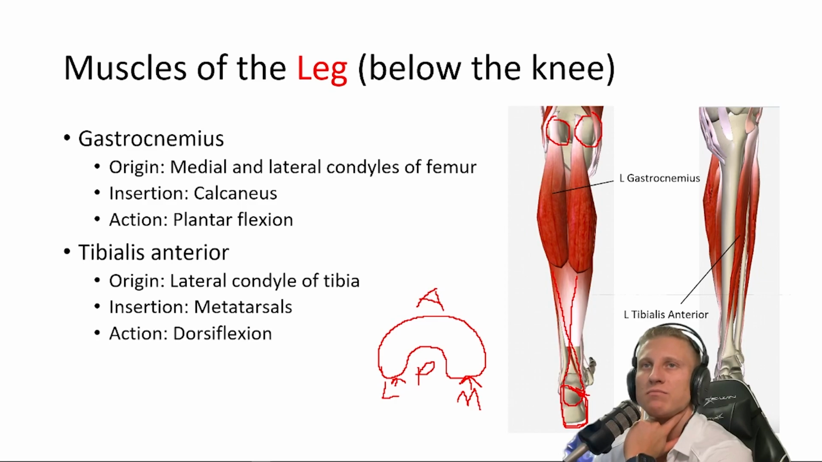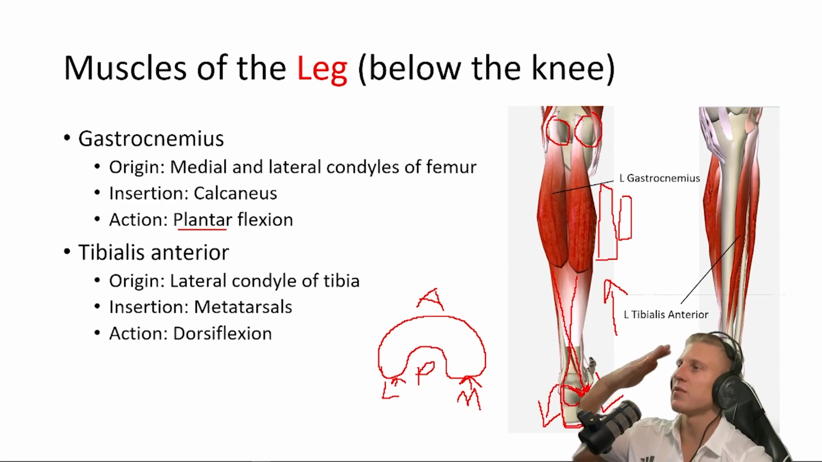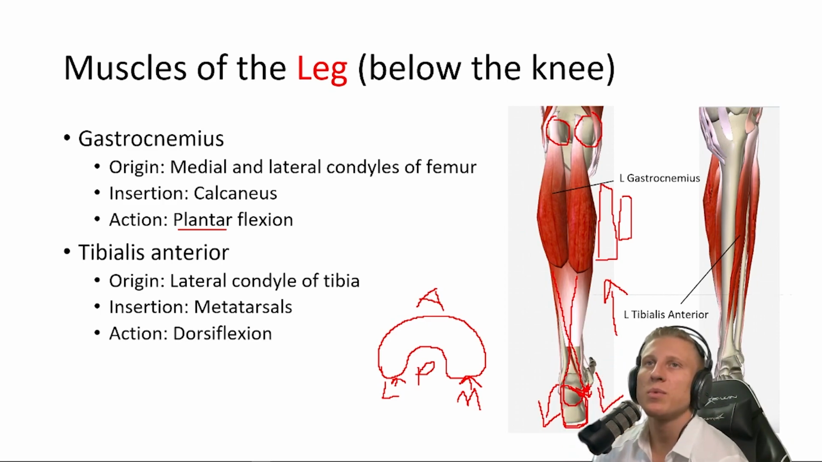Plantar flexion makes sense, right? If these muscles contract, so if we take this length and then we reduce it, we're going to end up pulling this way. If we pull that way, then the sole of our foot is going to move down in the direction of the plantar fascia, right, which is the sole of the foot over in this area. And so angling our foot downwards is plantar flexion.